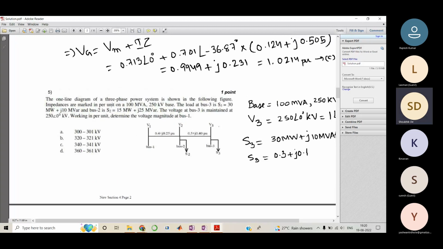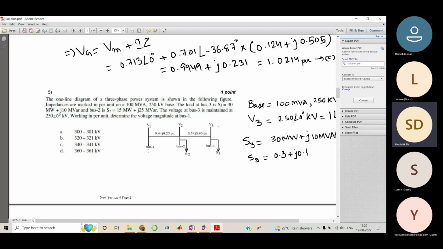The one-line diagram of a three-phase power system is shown in the following figure. Impedances in per unit are marked on a 100 MVA 250 kV base. The load at bus 3, S3, is 30 megawatt plus j10 megawatt, and at bus 2 is 15 megawatt plus j25 megawatt. The voltage at bus 3 is maintained at 250 angle 0, so 250 kV. We have to determine the bus voltage at bus bar 1.